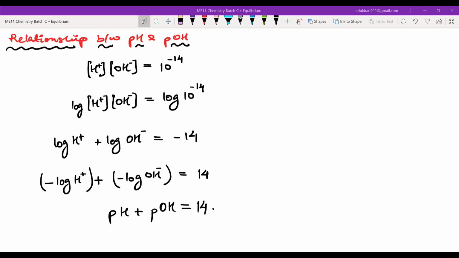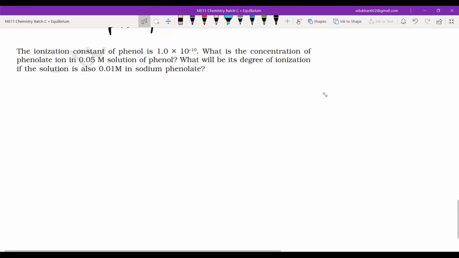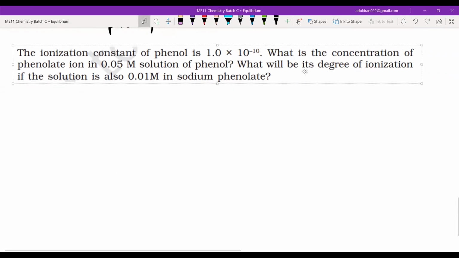No, actually this question and the next question also have kind of two parts. One part we have discussed, and the other part we will be discussing today. So see this question. The ionization constant of phenol is 1 into 10 to the power minus 10. What is the concentration of phenolate ion in 0.5 molar solution of phenol? So this is one question.